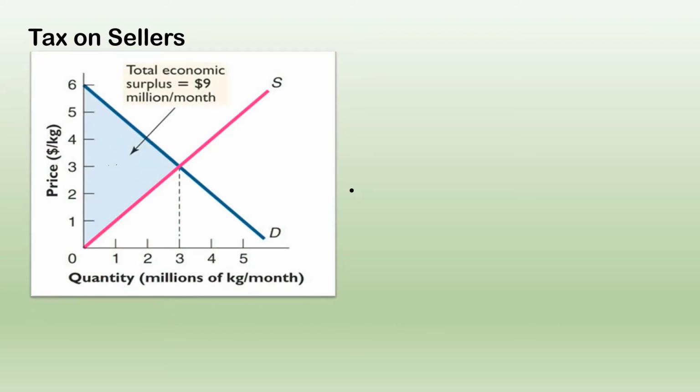Let us try to understand it by considering the onion market. Here we are going to analyze how a tax on the seller causes a reduction in the total economic surplus. So as a first step, we have to calculate the total economic surplus before tax.